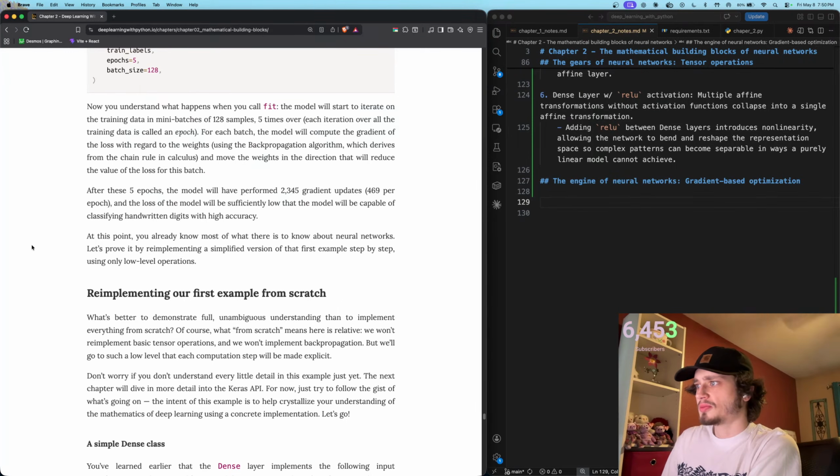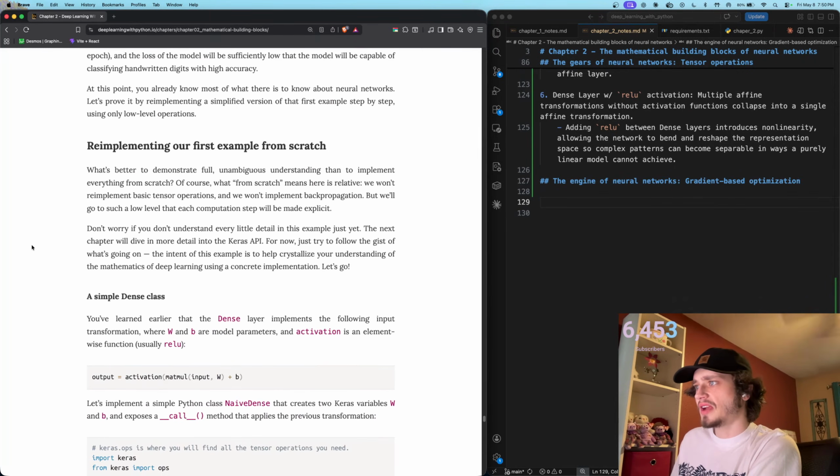Re-implementing our first example from scratch. What's better to demonstrate full, unambiguous understanding than to implement everything from scratch? Of course, what "from scratch" means here is relative. We won't implement basic tensor operations, and we won't implement backpropagation, but we'll go such a low level that each computation step will be made explicit.